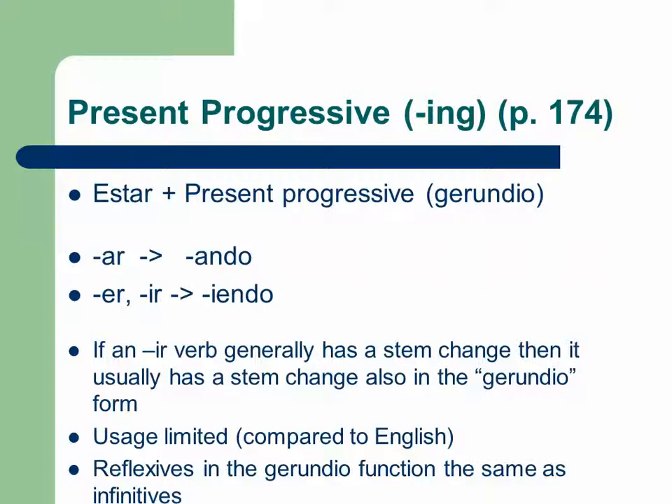If an IR verb has a stem change in the regular form, then it generally has a stem change also in the gerundio form. And there's only like two of these that we really need to worry about. The limited usage I already talked about, and reflexives in the gerundio function the same as infinitives, and we'll show you that on the next page.